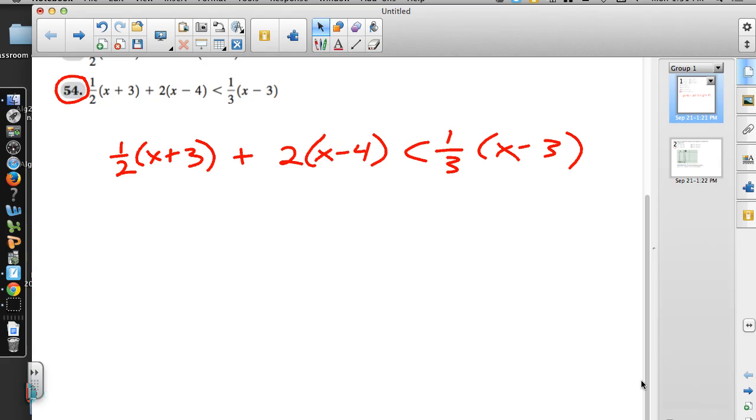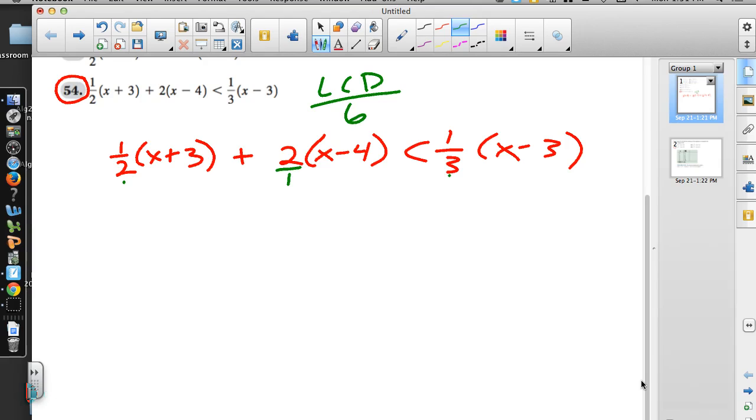Now you certainly could work with the fractions all the way through this and it wouldn't be too horrid, but for most people what you're going to want to do is find the least common denominator of the 2, a 1, and a 3, and that would be a 6. And we need to take each term times that 6. Remember, terms are things that are separated by operations. So we need to take a 6 times this term, a 6 times this term, and a 6 times this term.